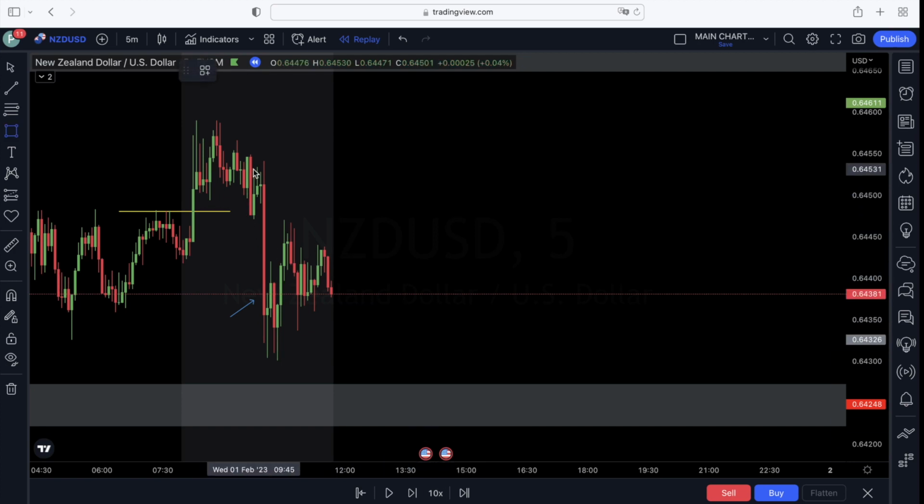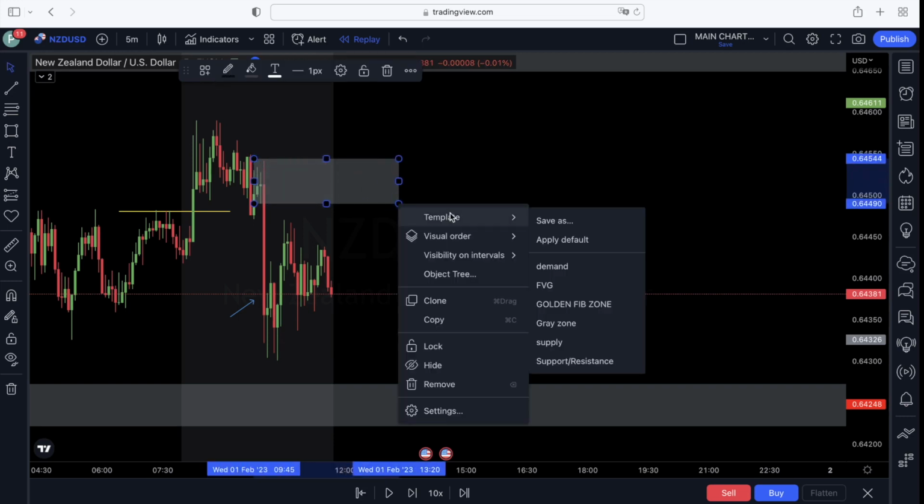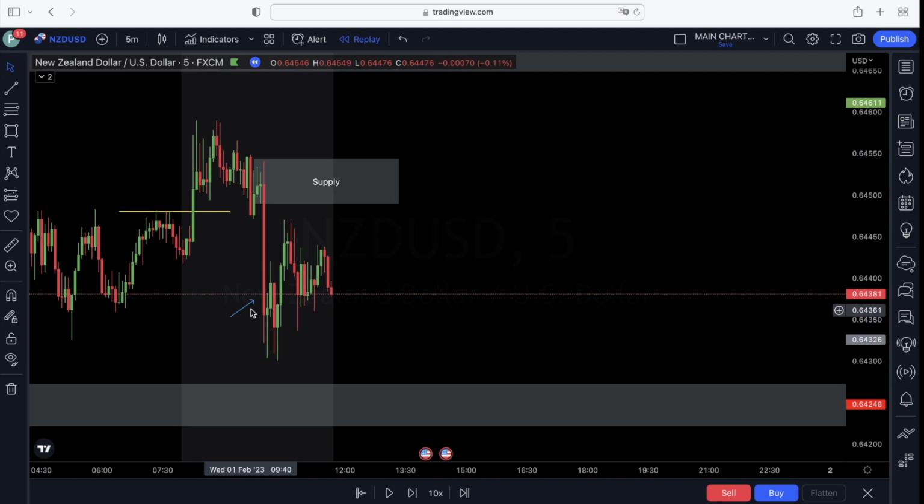All right, so we find another zone right here, which is supply. Okay, let's see here. That's supply. This is considered supply because there's aggressive selling right here. So we're waiting for the market to go back into the supply zone, tap it, and continue down. So let's see what happens.